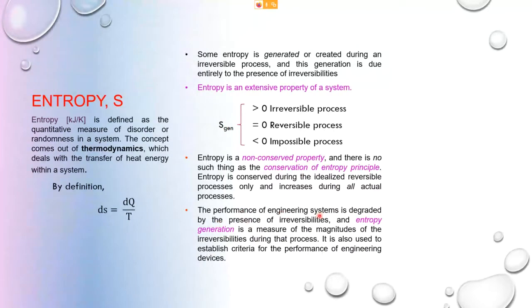The performance of an engineering system is degraded by the presence of irreversibilities. The performance of any engineering device will decrease when there are irreversibilities and entropy generation. This is very important. Entropy generation is the measure of the magnitude of the irreversibilities during that process. It is also used to establish criteria for the performance of engineering devices.